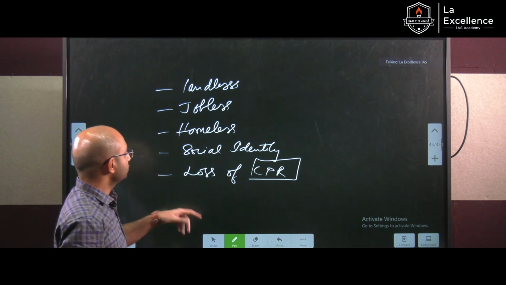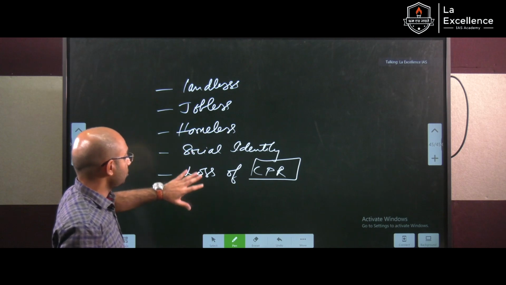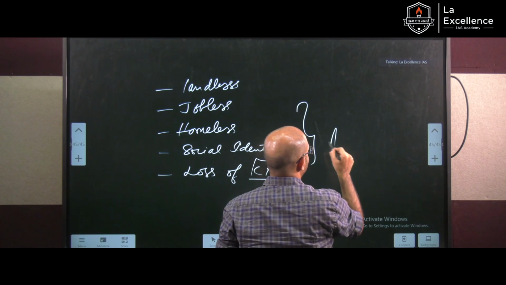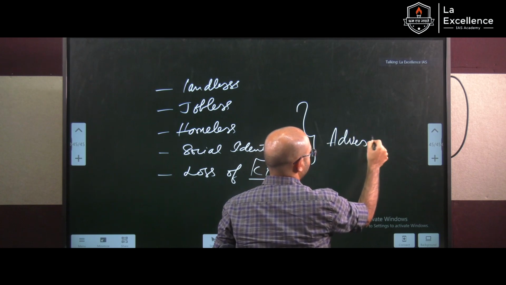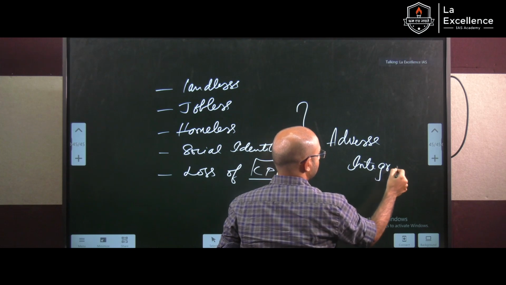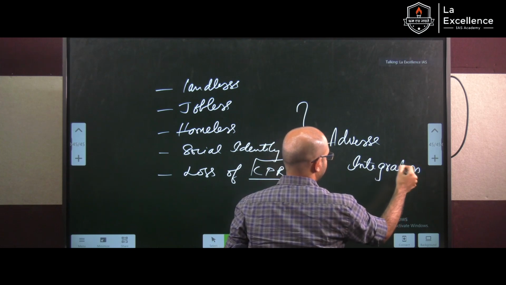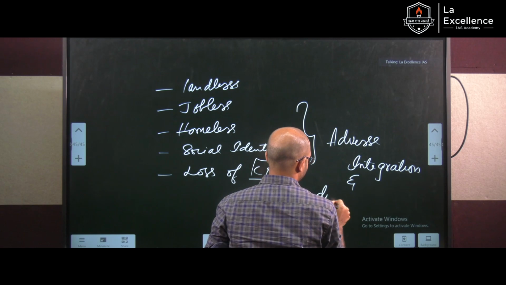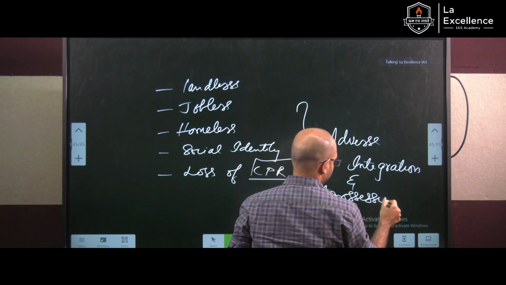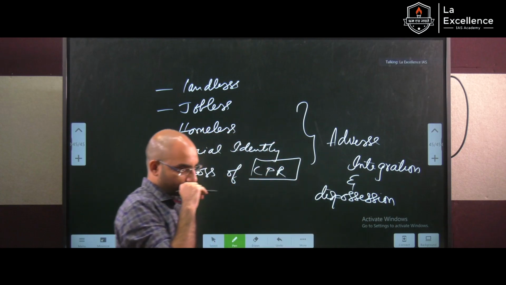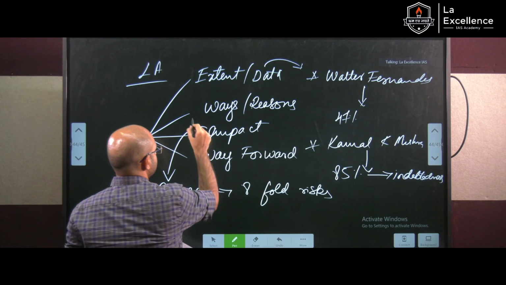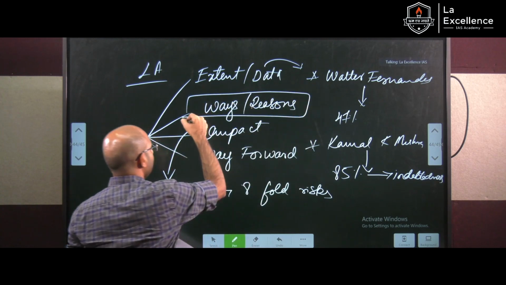So these are lost. In this way, it creates loss of identity, and all of this leads to adverse integration. Tribes join the mainstream at a lower level as dispossessed people. Adverse integration and dispossession. Use these words: adverse integration with the mainstream. That is the impact of land alienation on people. And then discuss the different ways in which this happens.